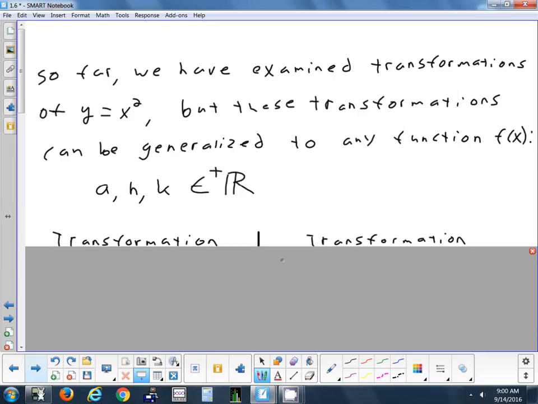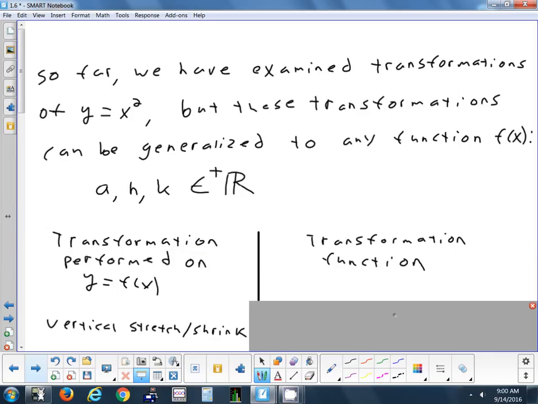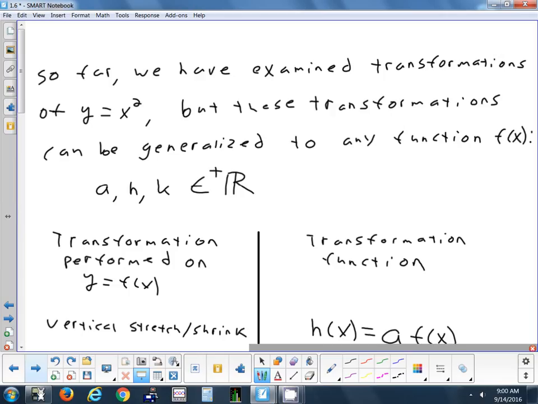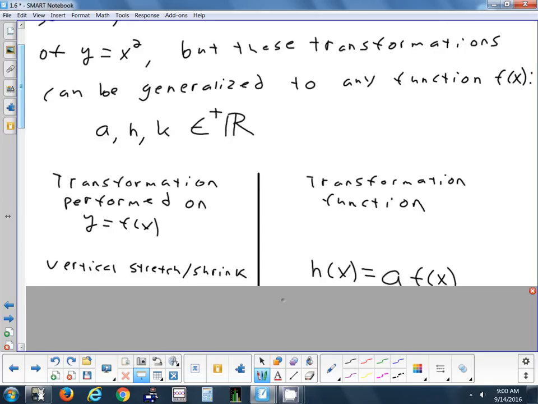Transformations work the same every time. Okay, so I'm going to show you a list of functions. I'm going to describe a transformation, and then the formula of what it would look like. Right, so if you take a function and you put a number in front of it, like 3x squared instead of x squared, that's always a vertical stretch or shrink.